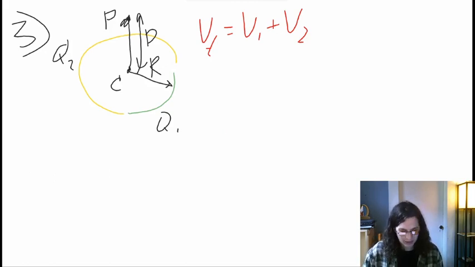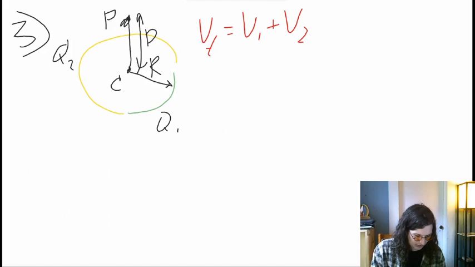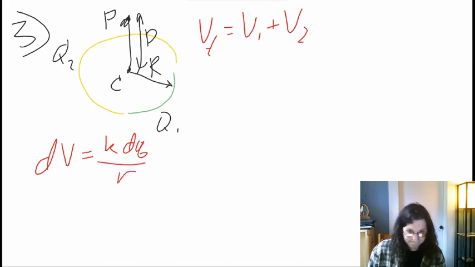Do we have to do a lambda? Do we have to do an integral? Here's the thing. I'm going to take a step back here. Technically, yes, there is a definition, just like we had for electric field, that says dV is equal to k dq over r.